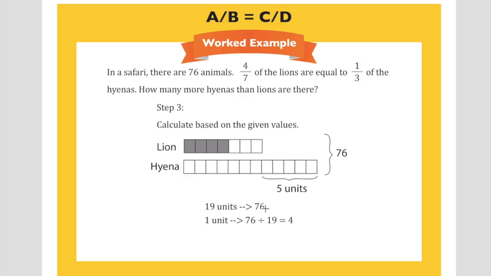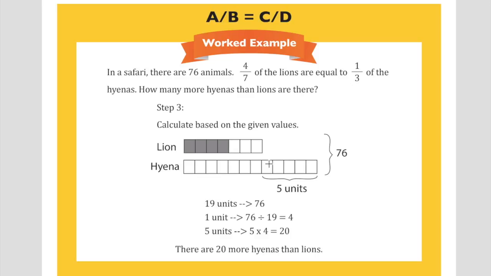Now, therefore, to find 1 unit, all we do is we simply divide 76 by 19, giving you the answer of 4. So how many more hyenas than lions are there? There were 5 units more, which means that 5 times 4 gives you the answer of 20, and that is the answer. There are 20 more hyenas than lions.